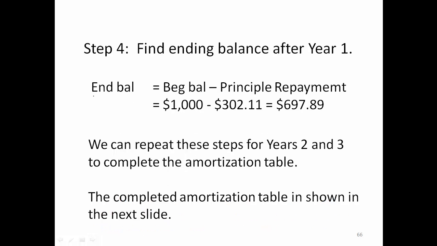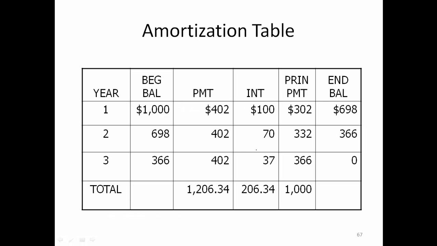After we make this payment, how much balance do we still have? Remember, we started with 1,000, and the principal part is paid down as 302.11. Then that means our balance is left with 697.89. We can repeat this for year 2 and year 3 to complete the amortization schedule, which looks like this. So year 2, we start with 698, and we're gonna pay 402. And you notice every year the payments are the same amount.